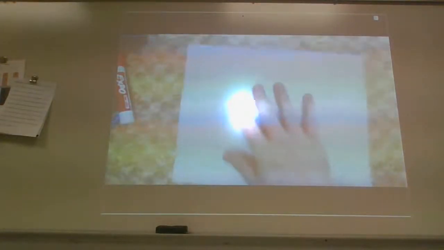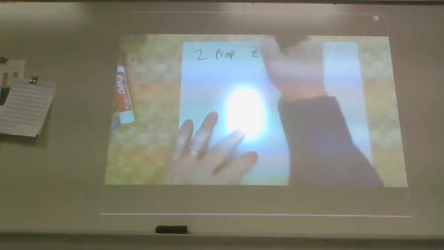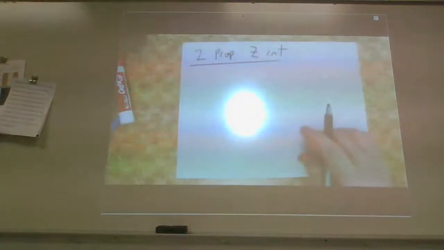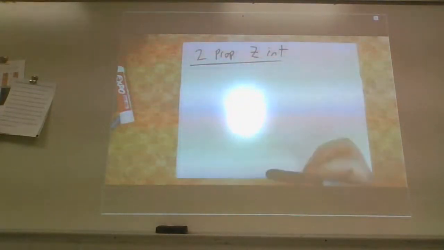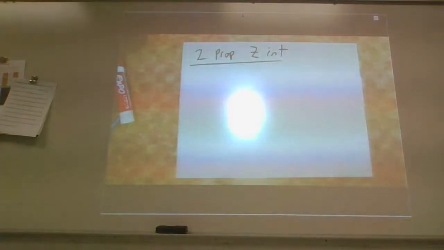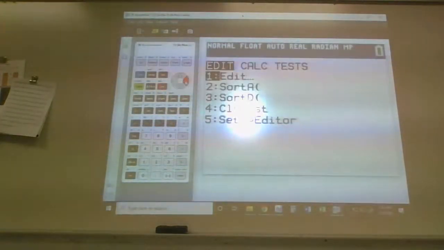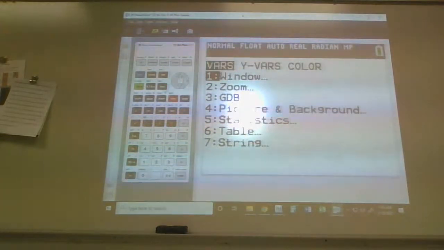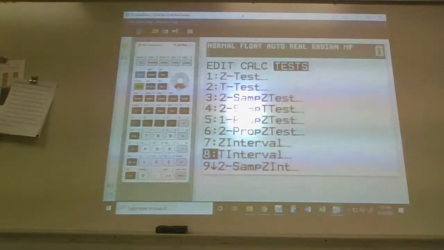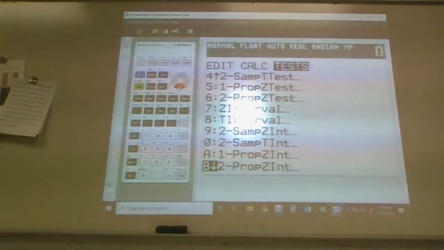There we go. 2-prop z-int. I'm going to run this one in the calculator. You're going to see how this one works. Actually, let me bring up the other calculator. There it is. Click Stat. Tests. Come on, tests. 2-prop z-int. It's like option B on those calculators.